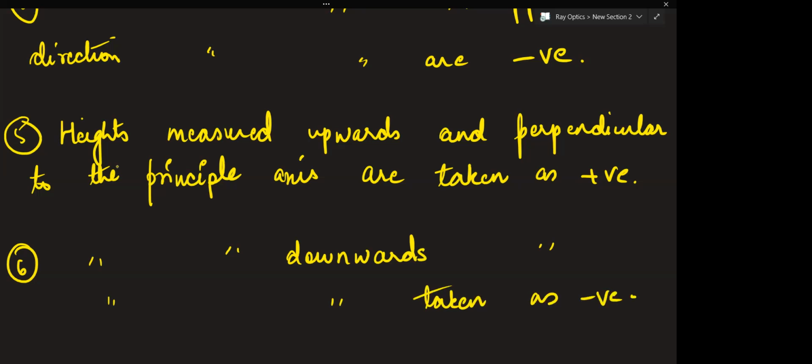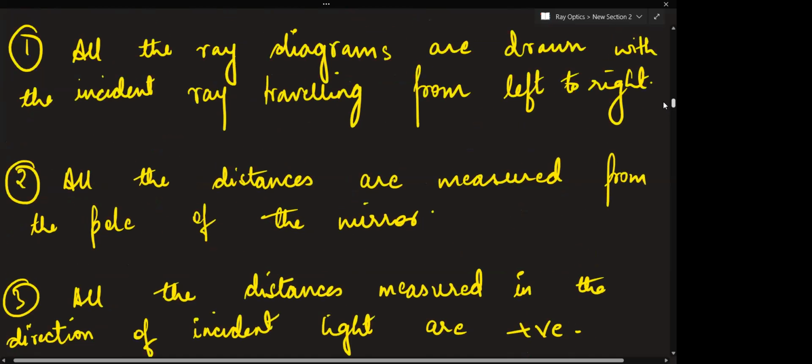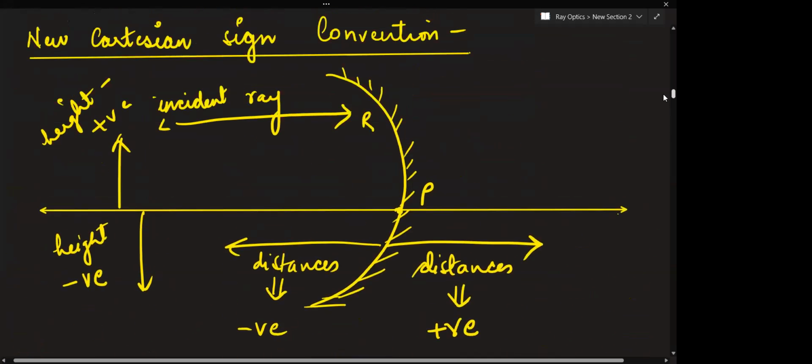I hope it's easy and clear. If you have any difficulties, let me know. Basically, you can understand height upwards is positive, height downwards is negative. The usage and application you will understand mainly as we progress through the ray diagrams. Fine, note it down.